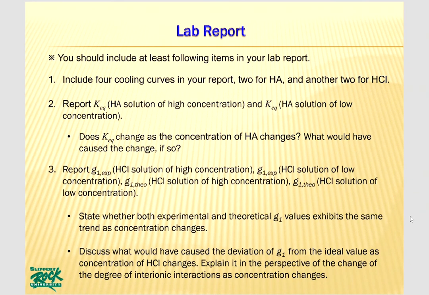Number 3. Report the experimental and theoretical G1 values for HCl solutions of both low and high concentrations. State whether both experimental and theoretical G1 values exhibit the same trend as concentration changes. Discuss what would have caused the deviation of G1 from the ideal value as concentration of HCl changes. Explain it in the perspective of the change of the degree of interionic interactions as concentration changes.